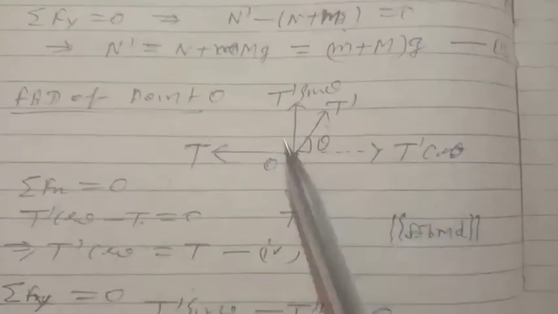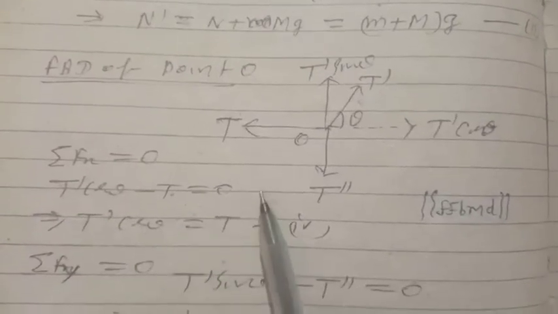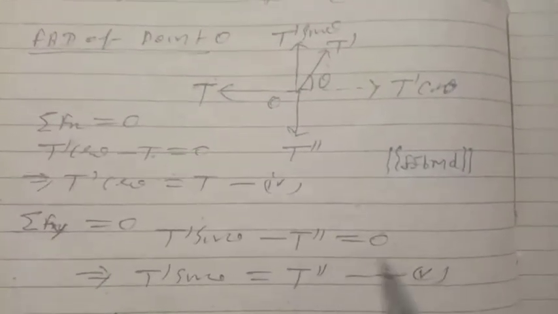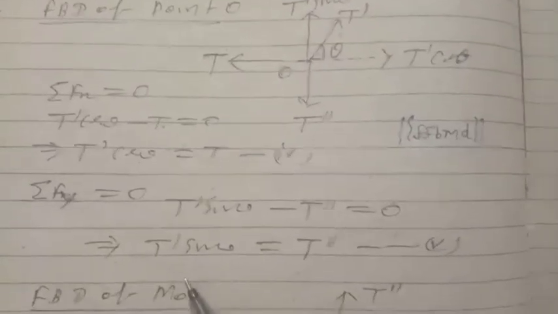Now take the components of T dash: T dash cos theta, T dash sin theta, and this is T double dash. From this sigma Fx is equal to 0. This gives T dash cos theta minus T equals 0. This implies T dash cos theta equals T, equation 4. Again sigma Fy equals 0. T dash sin theta minus T double dash equals 0. This gives T dash sin theta equals T double dash.